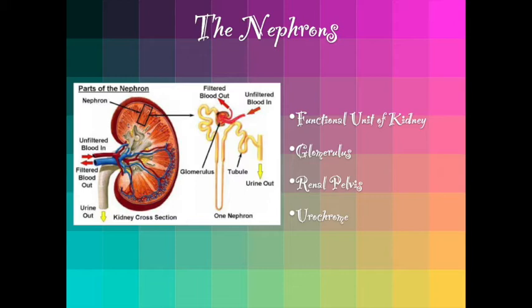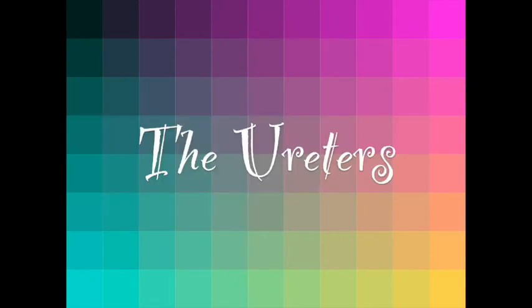Urochrome is the pigment that gives urine its normal yellow, amber, or straw color. The color of urine can be influenced by normal factors such as the amount of liquid consumed or by diseases and medications. The ureters are narrow tubes, each about 10 to 12 inches long. Each ureter carries urine from the kidney to the urinary bladder.